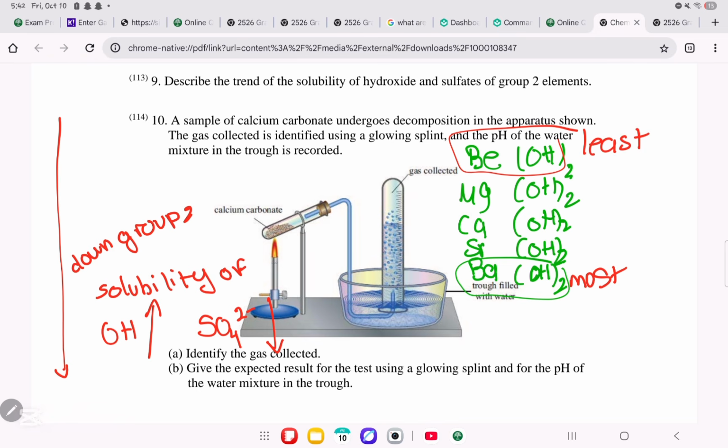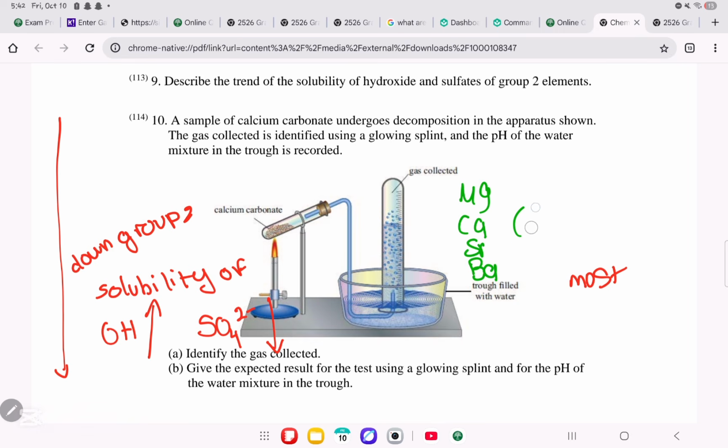Now it's going to be the complete opposite if we had sulfates. Let me remove this, because there's no beryllium sulfate. Instead of OH2 we remove it and put sulfate, so it would be MgSO4, CaSO4, SrSO4, and BaSO4. It would be the complete opposite, where Mg would be the most soluble and barium would be the least soluble. Okay, very simply, that's it.